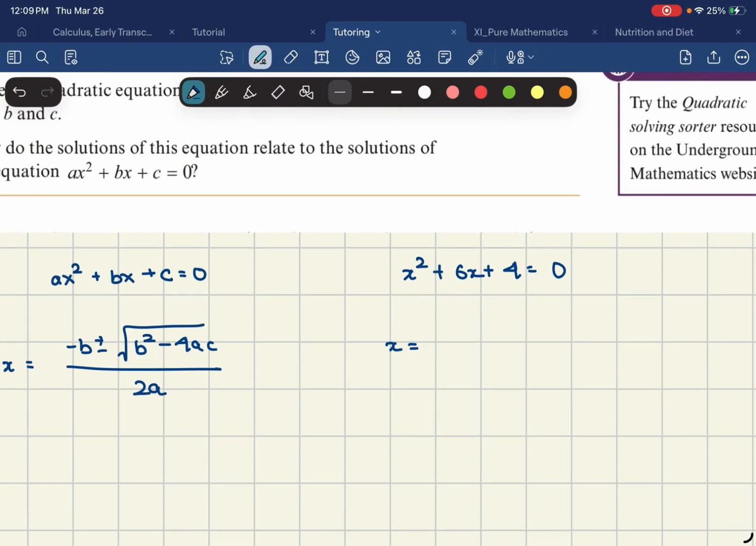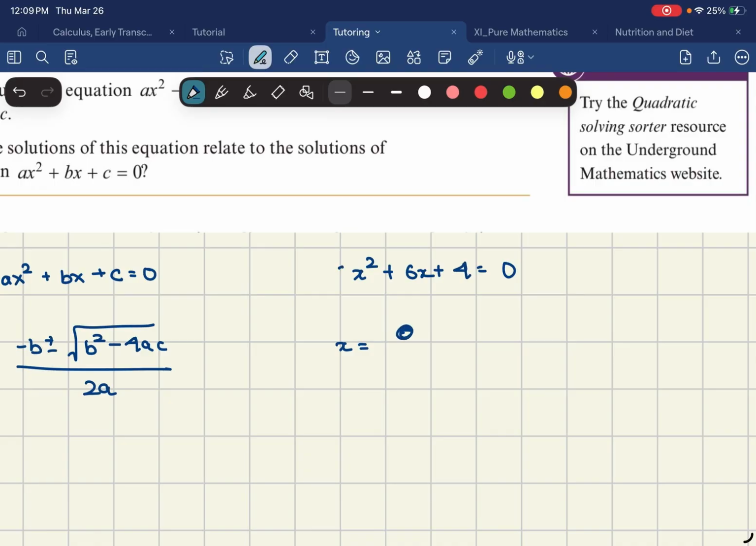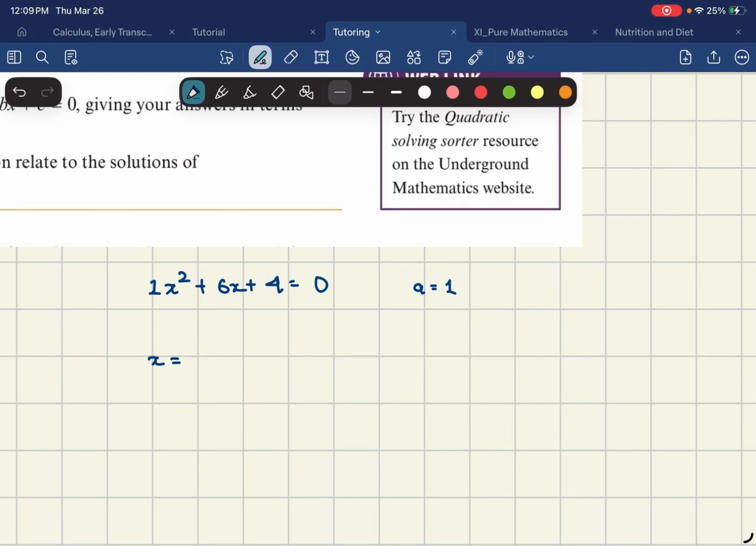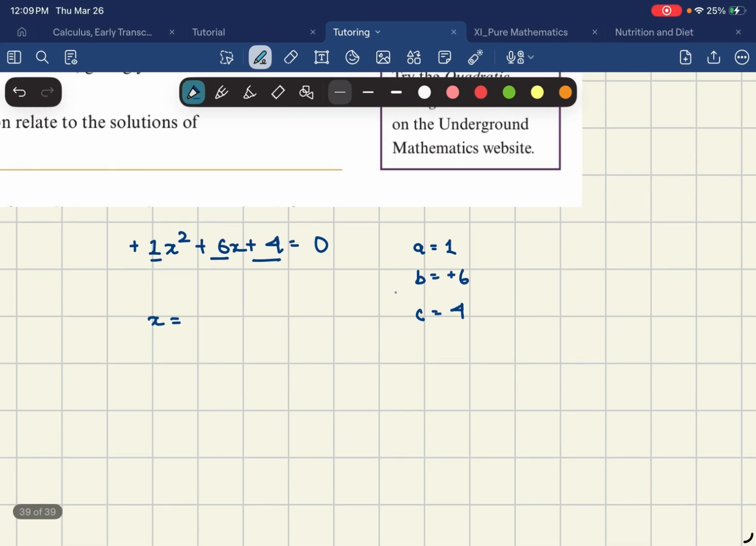So x is minus b, and b is 6. You can write down your values of a, b, and c, and you want to write them with the sign. So a is positive 1, b is positive 6, and c is positive 4. All right, so x is minus b plus or minus the square root of b squared minus 4ac, divided by 2a. So minus b is going to be negative 6.